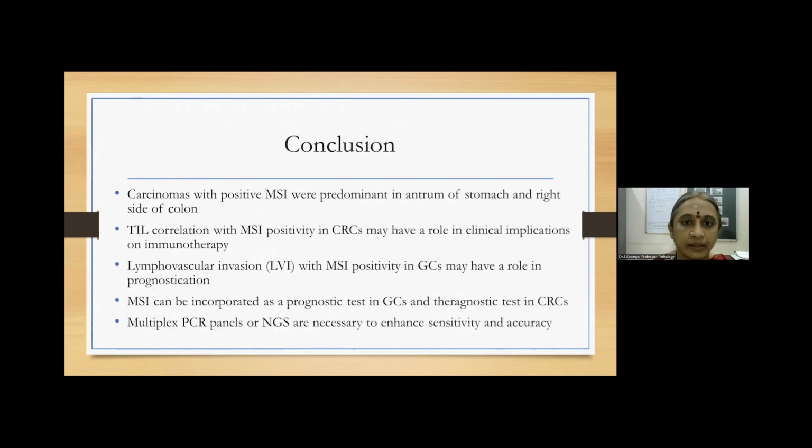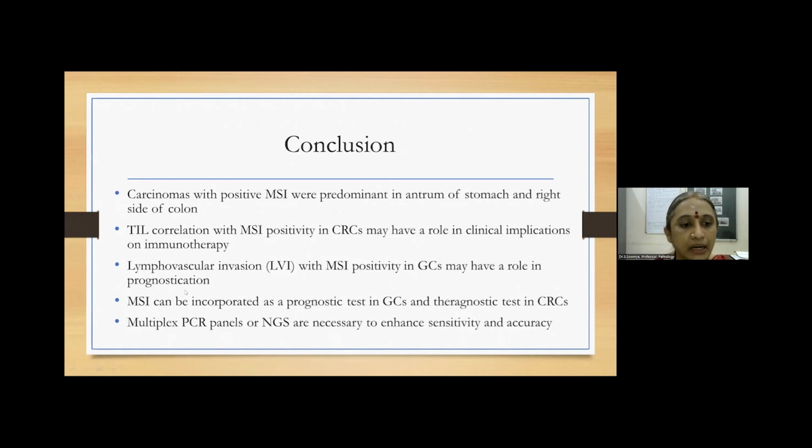The conclusions from our observations are: the carcinomas with positive microsatellite instability were predominant in the antrum of the stomach, that is the distal stomach, and also the right side of the colon. Tumor infiltrating lymphocytes were correlating very well with microsatellite instability positivity in colorectal carcinomas, and it has a role in clinical implications on immunotherapy. Lymphovascular invasion, which is one of the prognostic parameters in gastric carcinomas, is associated with microsatellite instability positivity, and hence it may have a role in prognostication.